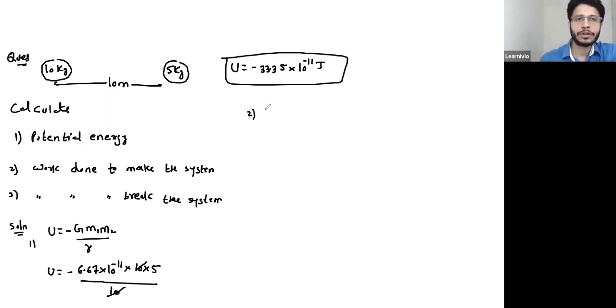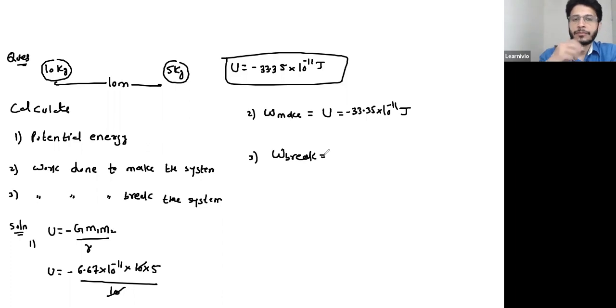The second part, work done to make the system. We did this in definition, that work done to make the system is equal to potential energy, which is minus 33.35 into 10 raised to the power minus 11. Okay, now what should be the work done to break the system? Can you guess how to calculate work done to break the system?